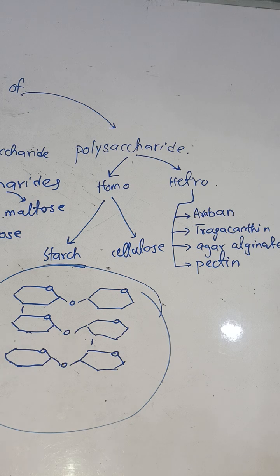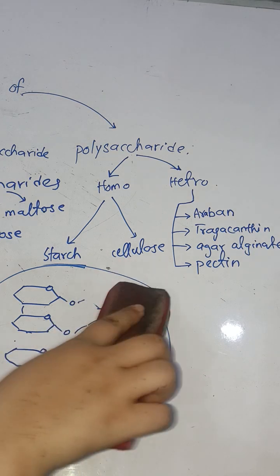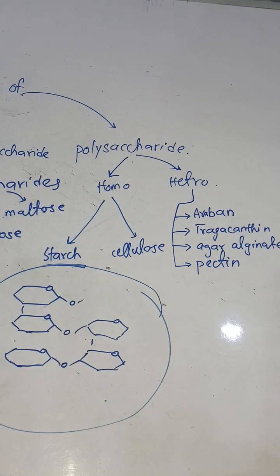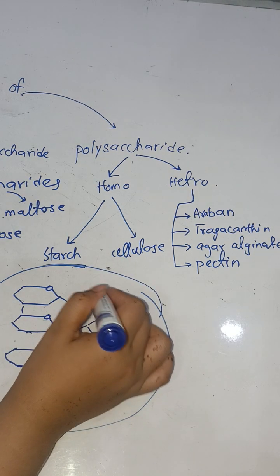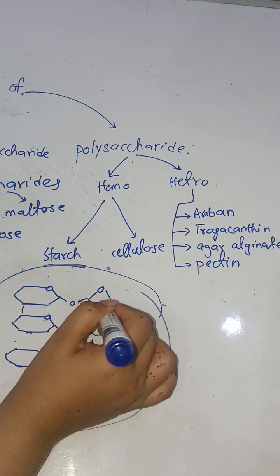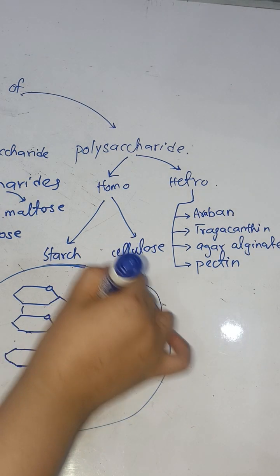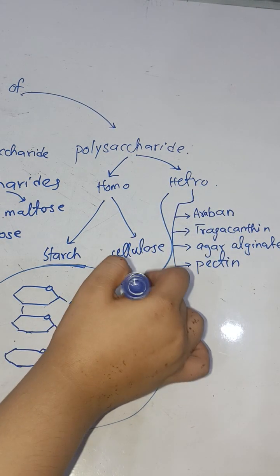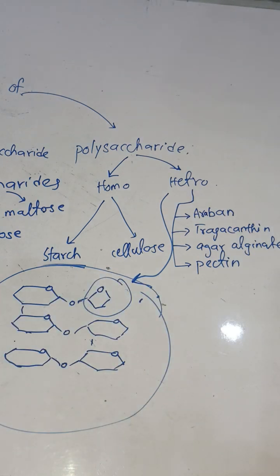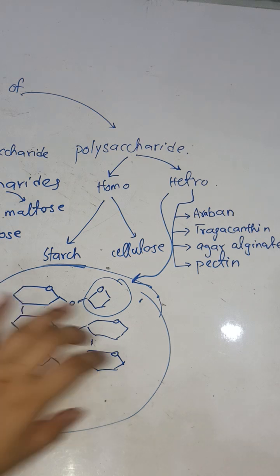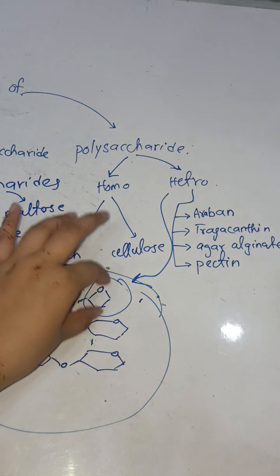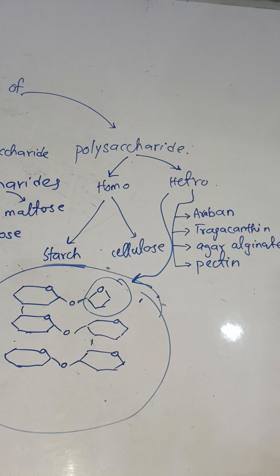Similarly, when we see the heteropolysaccharide, we have a difference. If I change this linkage and add another sugar unit, like I'm adding fructose here, I have changed one sugar unit. Now it became the hetero one because I have changed the composition. It has two different sugar units. All others are glucose, but I have changed one sugar unit.